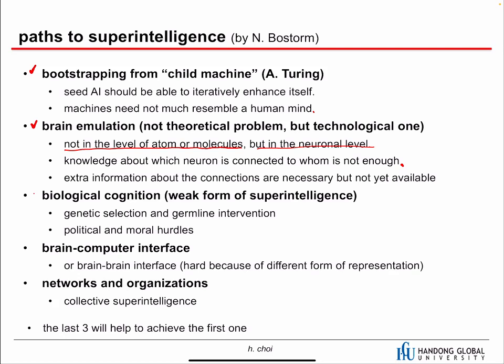Okay. Or biological cognition would be possible based on genetic selection and some intervention, which is really a problem politically and morally. Okay. And the next one is brain-computer interface. We can enhance ourselves with a computer so that our intelligence gets smarter and smarter. Okay, and the last is networks and organizations. One computer is not superintelligence, but if we organize a lot of computers together, then we can have superintelligence based on these collections.